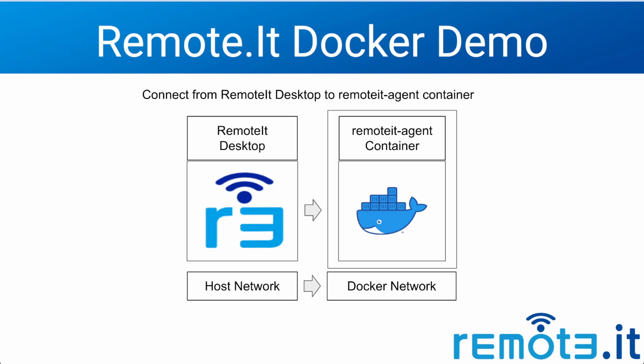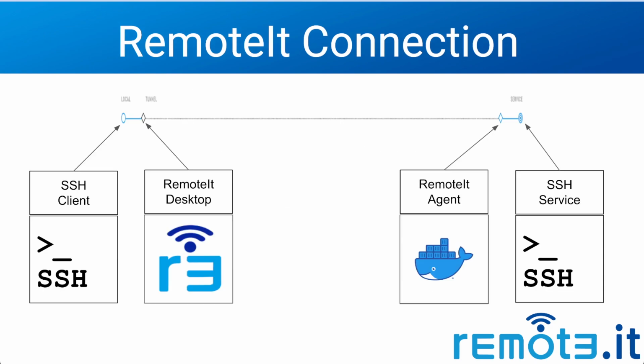Today we're going to talk about making an SSH connection from a Remote.It desktop running on your host network to a Remote.It agent Docker container running on a Docker network. This connection is one of Remote.It's most basic connections. The Remote.It desktop is what starts the tunnel. It then connects to the Remote.It agent, which ends the tunnel. And then we use our SSH client to talk to the SSH service, just like you normally would over any network, only this has no open ports and no port forwarding.